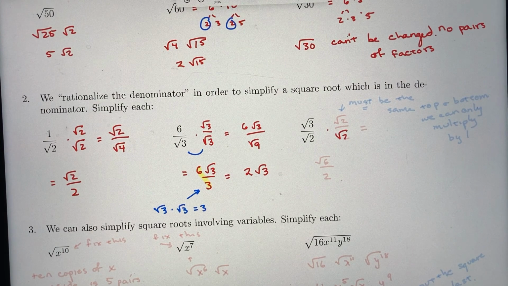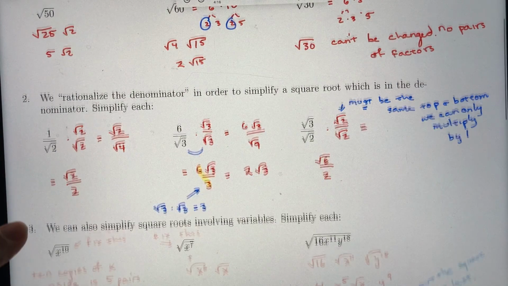Okay. Fixing the bottom. Even if the top is ugly, don't multiply by root 3 on the top only. You've got to multiply by 1. Okay, so we have square root of 6 over 2, and that's done.